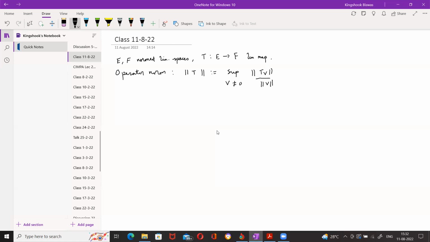And you can take this norm V inside the norm here. So this becomes norm of T of V over norm V, which is T of a unit vector. As V ranges over non-zero vectors, V over norm V ranges over unit vectors. So this supremum is the same as the supremum over the unit sphere of norm TV.